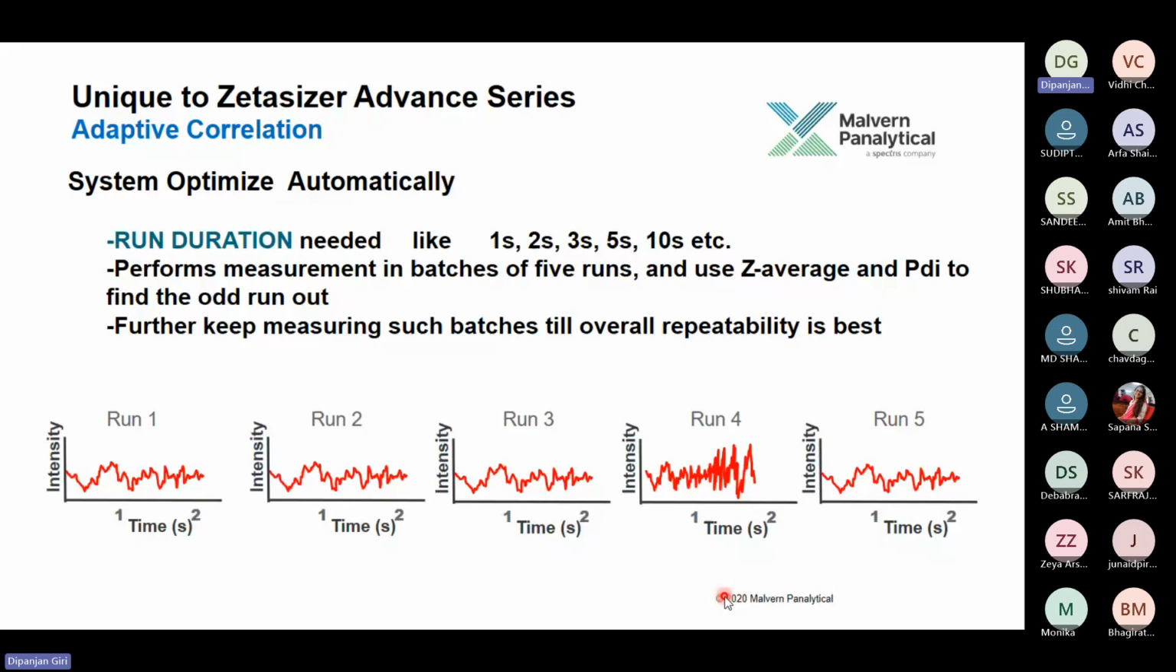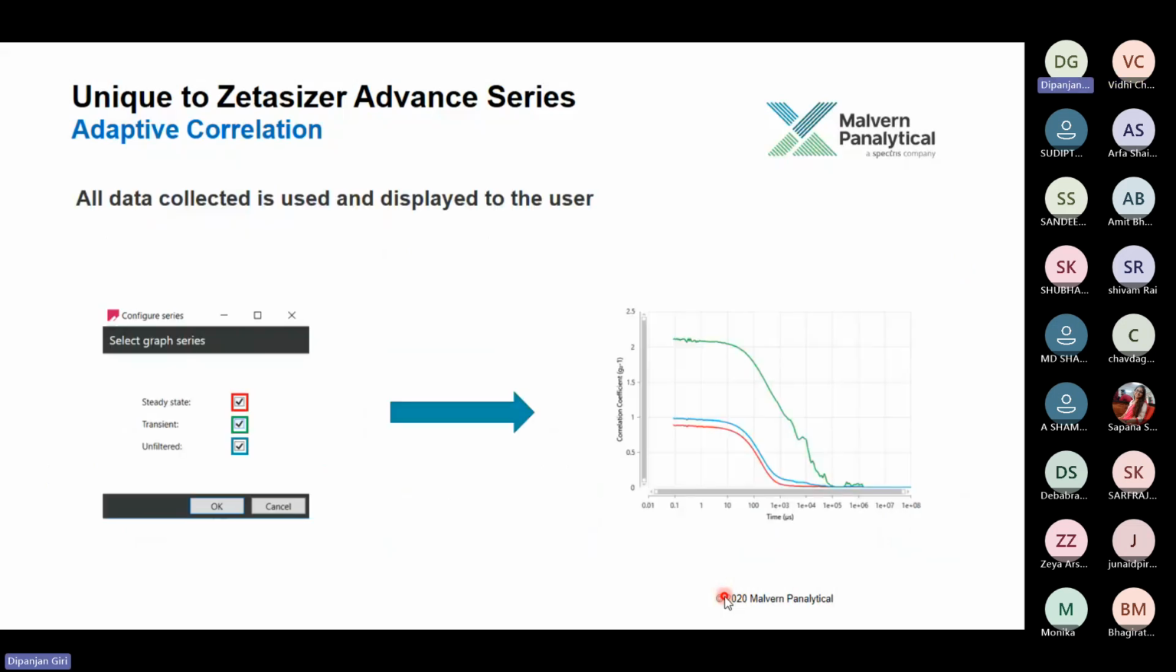The steady state data will be used to extract the particle size distribution, but you can still go back and see the size and the size distribution on the transient data set result as well. But that data is not to be taken as the primary size data of interest, right?